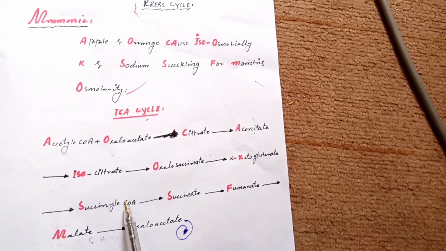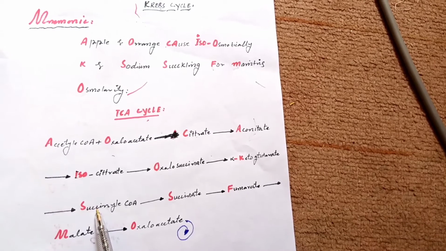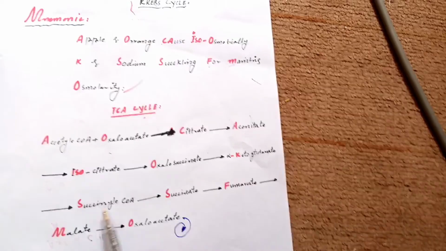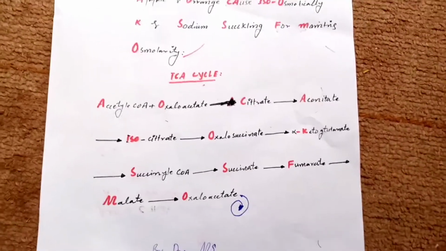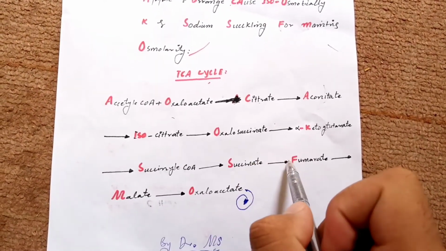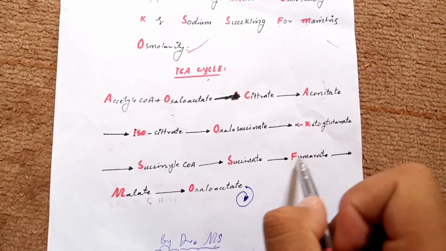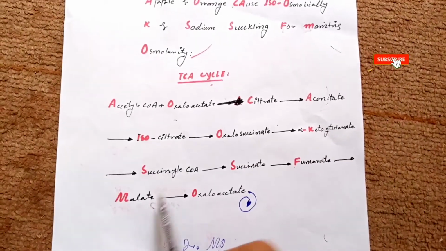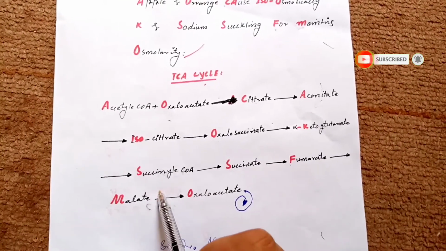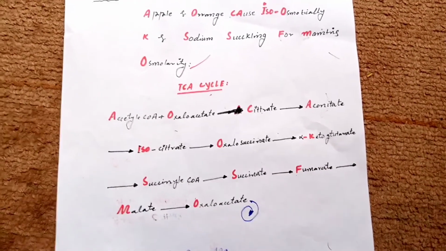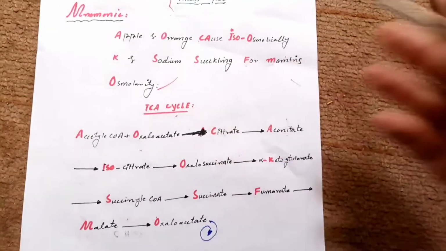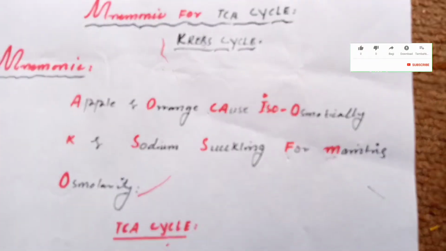ketoglutarate in the presence of alpha ketoglutarate dehydrogenase will be converted into succinyl CoA, and the succinyl CoA in the presence of succinate thiokinase into succinate. The succinate now will be converted into fumarate, and the fumarate will be converted into malate by the enzyme fumarase, and the malate will now be converted into oxaloacetate by the malate dehydrogenase. The oxaloacetate is now produced. It will again enter into the cycle and will continue the process. So this is the mnemonic for memorizing the Krebs cycle easily.